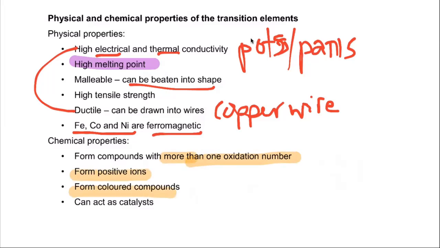They form different colors. And again, it has to do with the fact that they have those incomplete d sublevels. And that sort of plays into why they can form different color compounds. And then they can also act as catalysts. They can speed up reactions, as I mentioned a little earlier.